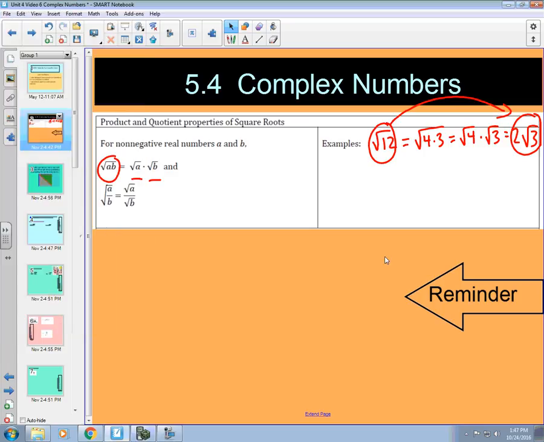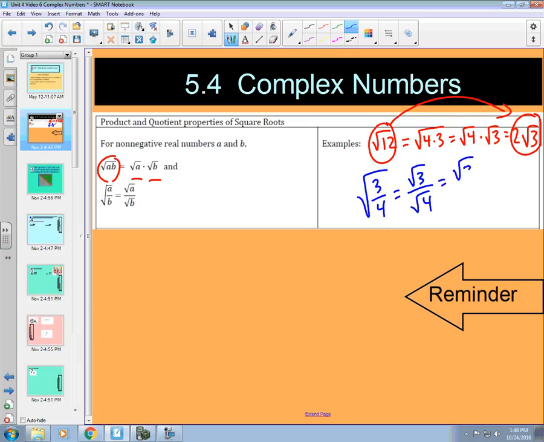Same thing is true if you're dividing. If you're dividing two numbers, A and B, under a square root, that's the same as doing square root of the top number divided by square root of the bottom number. So an example of that would be, let's say you're taking the square root of 3/4. Well, that's the same as square root of 3 over square root of 4. And from before, we know square root of 3 doesn't simplify, but square root of 4 does. Square root of 4 is the same as 2. So another way of writing square root of 3/4 would be square root of 3 over 2. So that is what we're looking at with those types of problems.